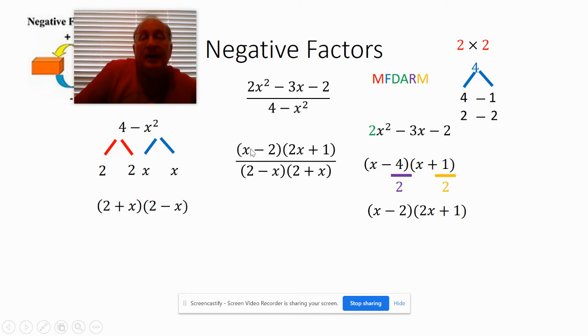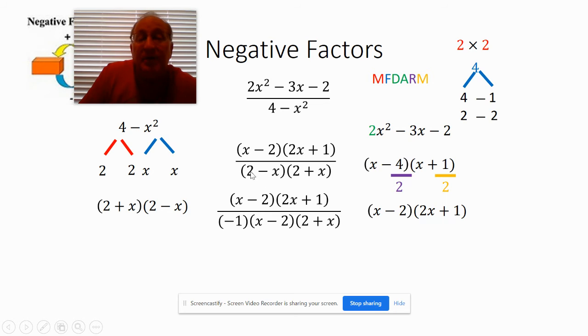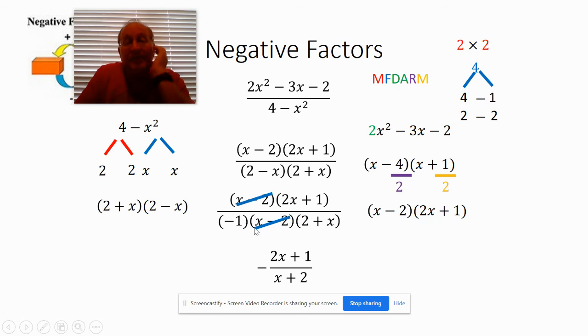Now, notice here I have x minus 2 and 2 minus x, they're not the same thing. But what would happen if I took a negative 1 times this 2 minus x? Well, it would make this 2 negative and this x positive. So I factored out what I call a negative 1. Now I can cancel both of these out, all right? But I still have this negative in front, which I'm just going to put on the bar and leave like this here. And I rewrote 2 plus x as x plus 2 just because I like writing that first.